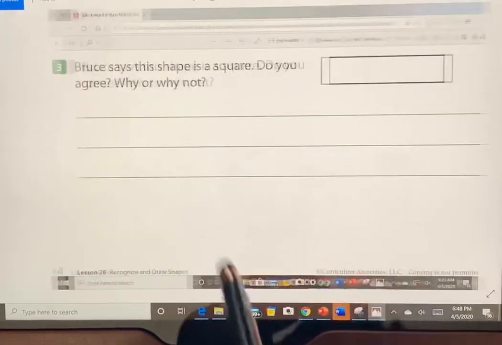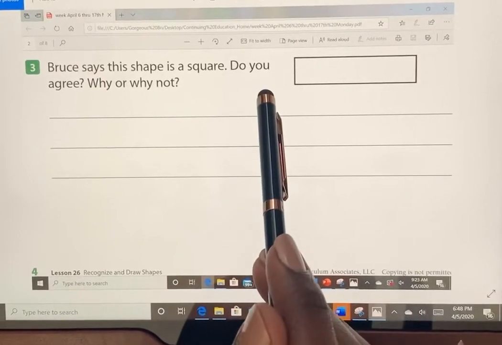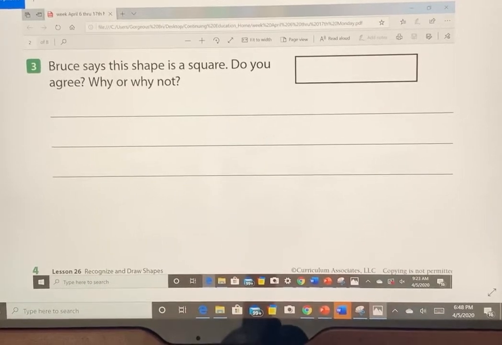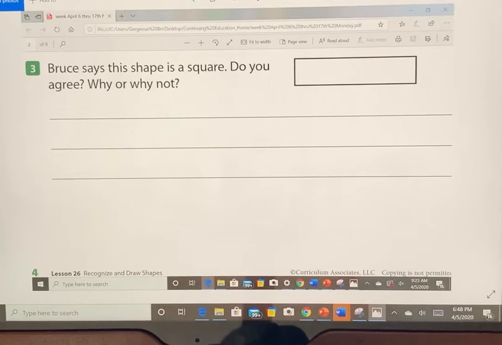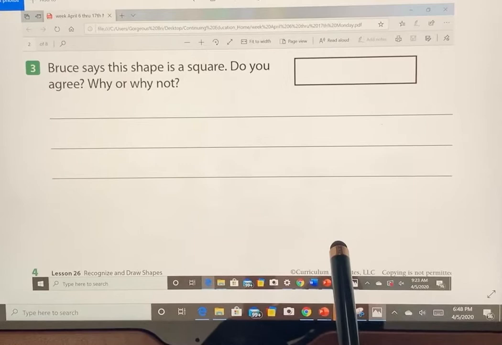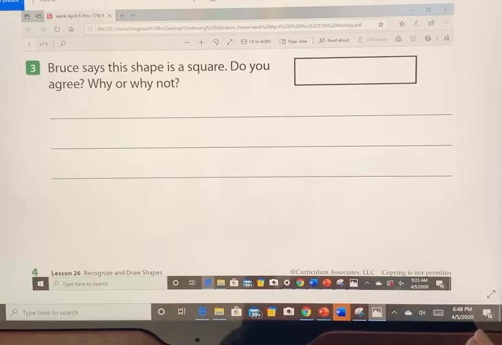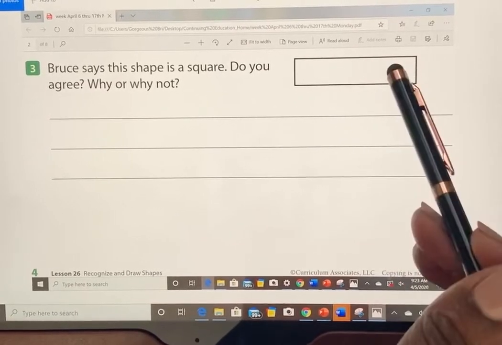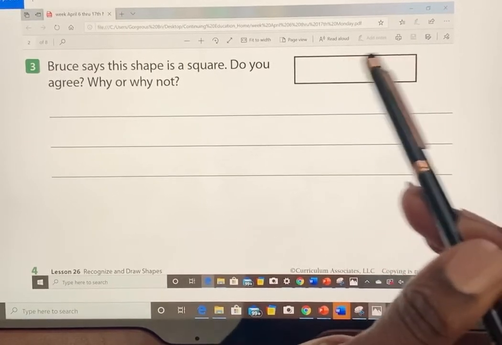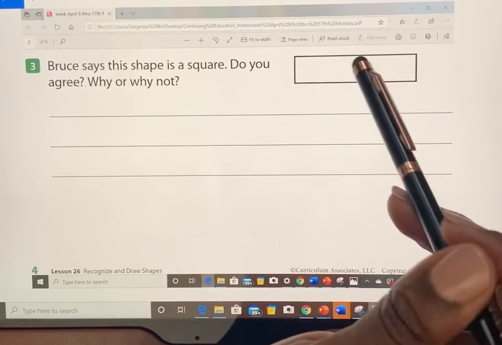See, we can go on to our next slide. It says here, Bruce says that this shape is a square. Do you agree? Why or why not? Well, remember that the definition for a square says that a square has to have 4 sides the same length and 4 square corners. Let's look at our shape here. Do they have all of the same sides that are equal? 4 sides the same length.